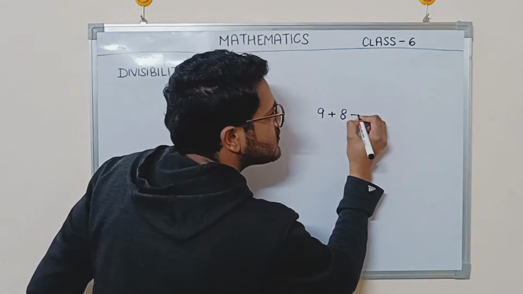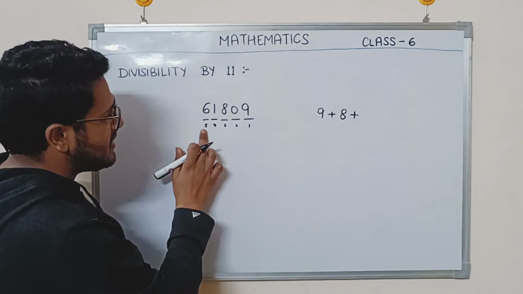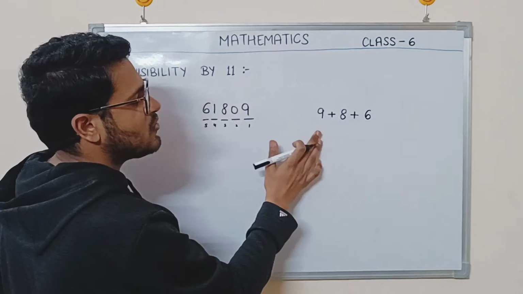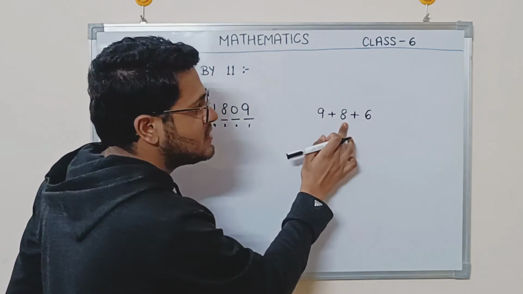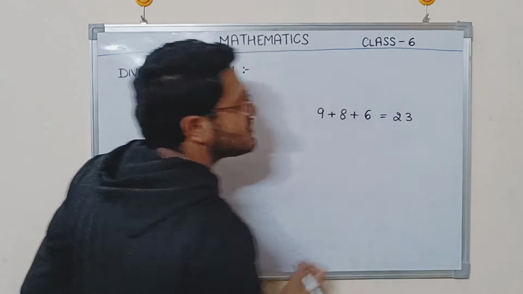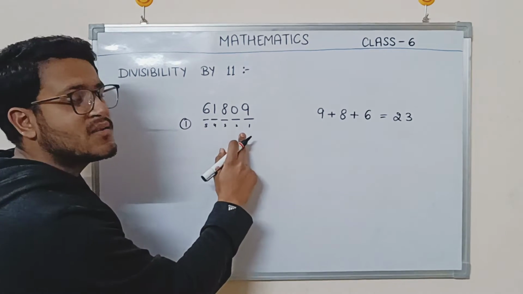After 8, what do we have? The next odd digit is 5, at fifth place. What do we have? 6. So it comes out to 9 plus 8 plus 6. 9 plus 8 is 17. 17 plus 6 is 23. Good till now?